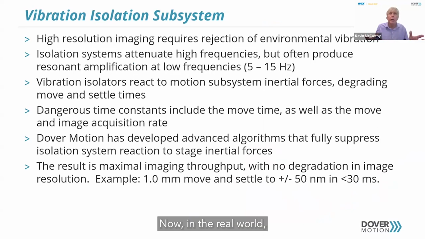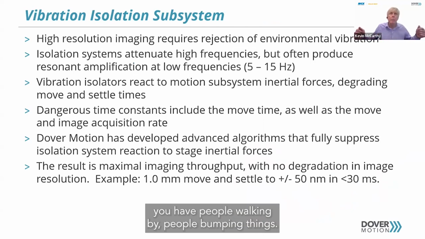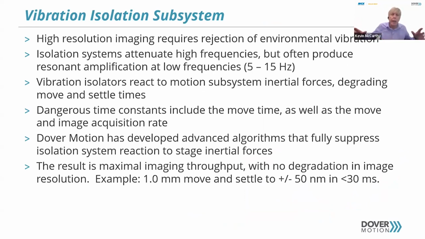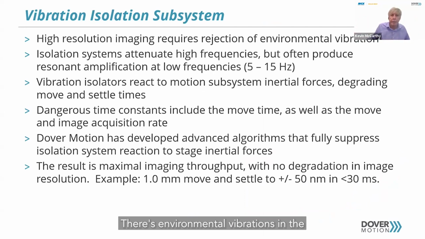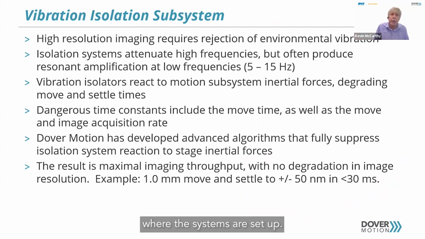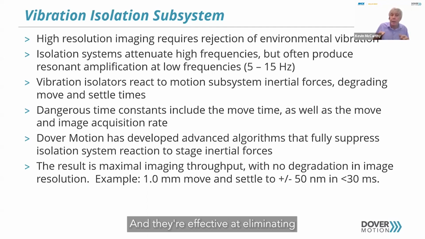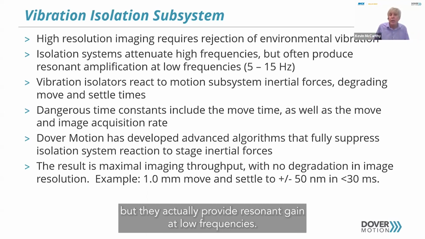Now, in the real world, you have people walking by, people bumping things. There could be somebody on the next bench vortexing or centrifuging. There are environmental vibrations where the systems are set up, and you're not going to get super high resolution imaging without doing something to mitigate that. And that mitigation is typically to employ some sort of vibration isolation system. And they're effective at eliminating certainly high frequency accelerations, but they actually provide resonant gain at low frequencies.